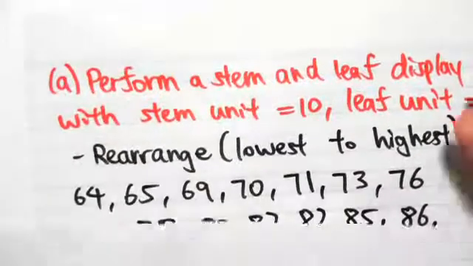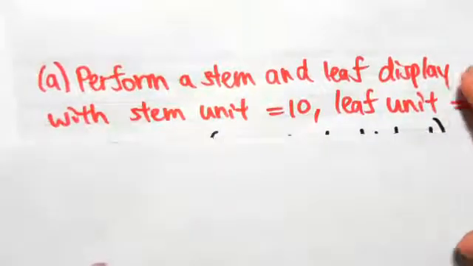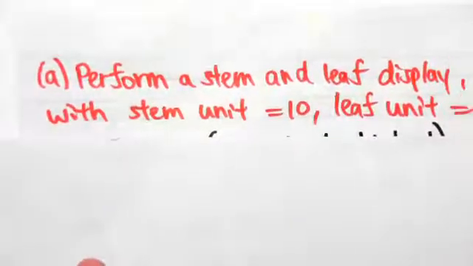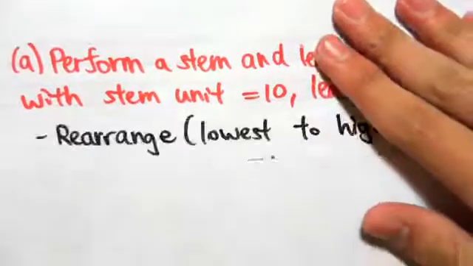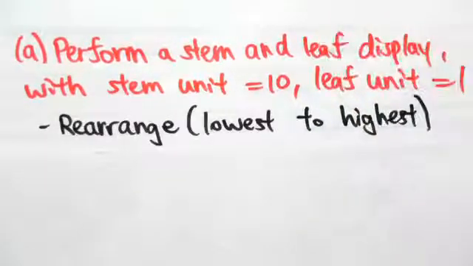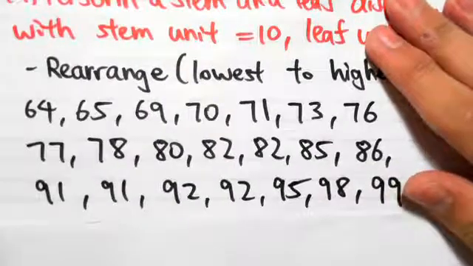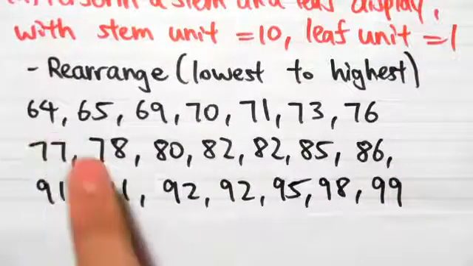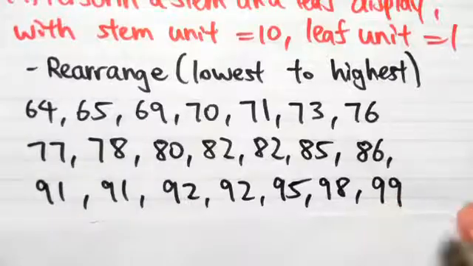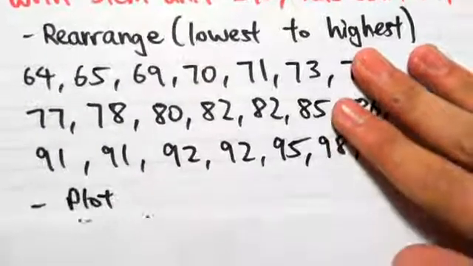So firstly, let's look at the first part of the question, which is to construct the stem and leaf plot. So before we construct the plot, we have to rearrange the numbers from lowest to highest. So that's what I've done here, rearranging from lowest to highest. So 65 being our lowest number and 99 being our highest number. So afterwards, we construct the plot.